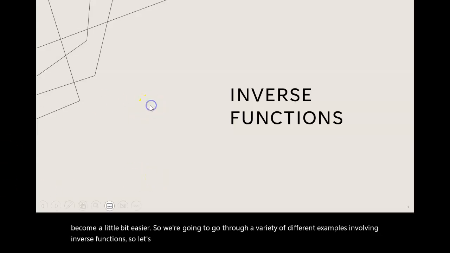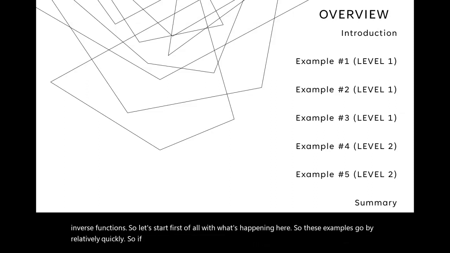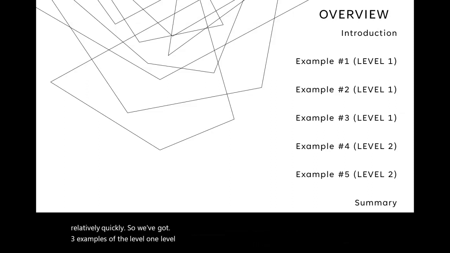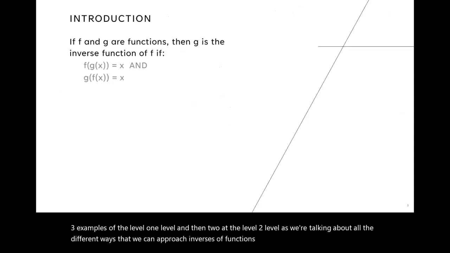So let's start first of all with what's happening here. These examples go by relatively quickly. We've got 3 examples at the level 1 level and then 2 at the level 2 level as we're talking about all the different ways that we can approach inverses of functions. So a quick little introduction.